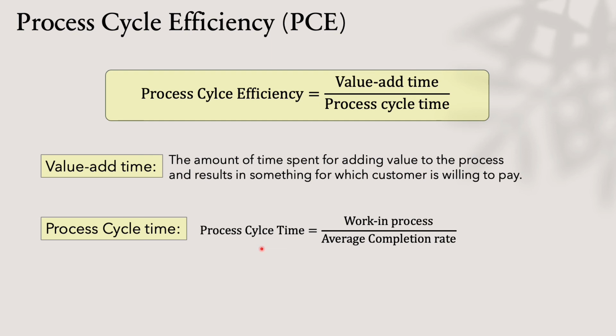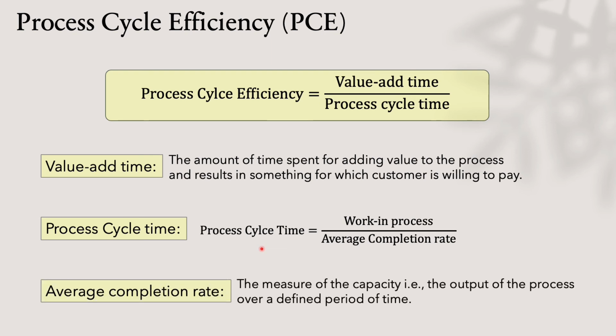So the average completion rate is the capacity. The measure is actually the measure of the capacity. What is the capacity of the system, i.e. the output of the process over a defined period of time. As I just mentioned to you, the total workload divided by the average completion rate.